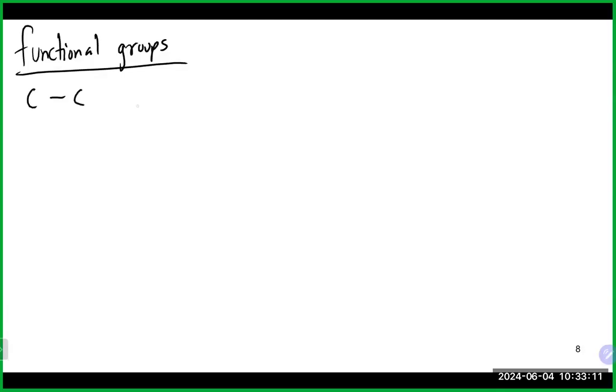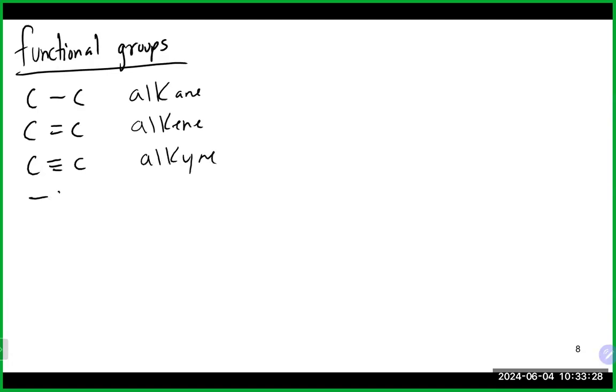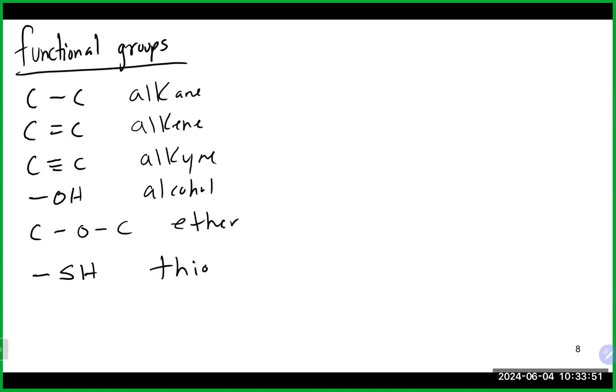Our carbon-carbon single bond is our alkanes. Again, your simplest sort of organic. Carbon-carbon double bond is your alkene. Carbon-carbon triple bond is your alkyne. You could also have an OH group involved. That's an alcohol. You could also have a carbon, oxygen, carbon. That's an ether. You could also have a sulfur group involved, like an SH. That's what is referred to as a thiol.